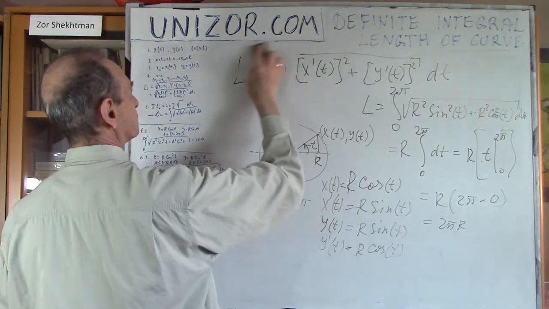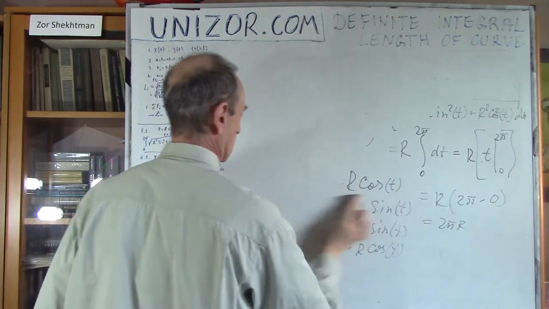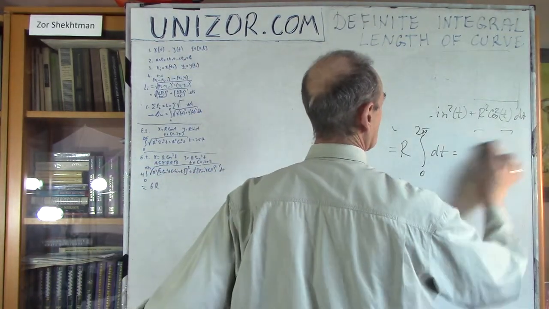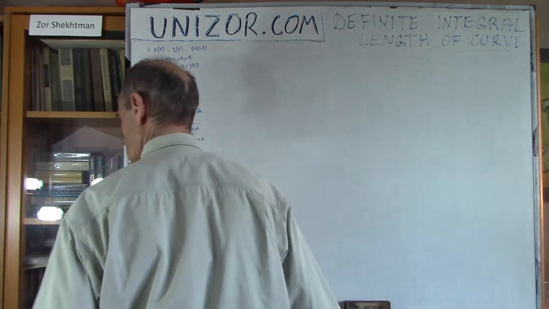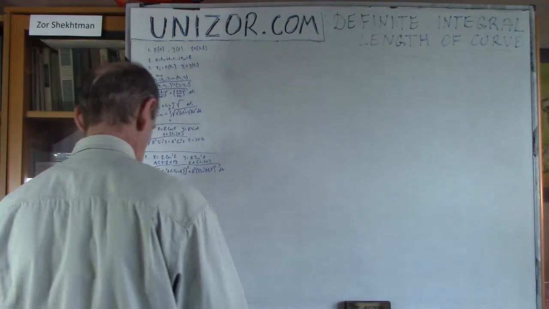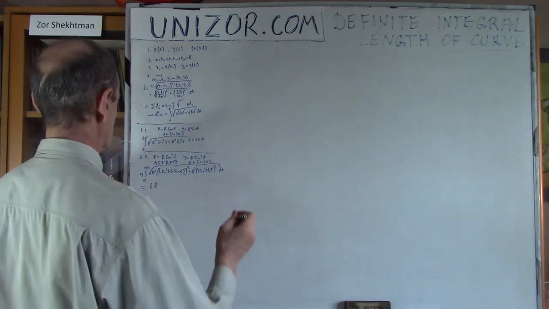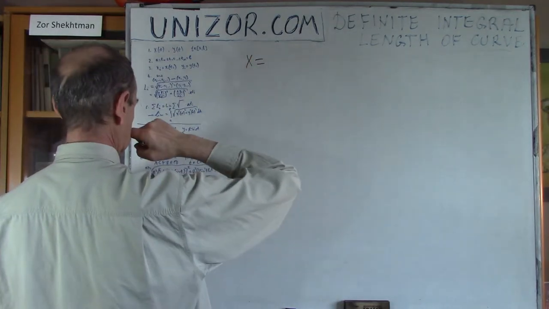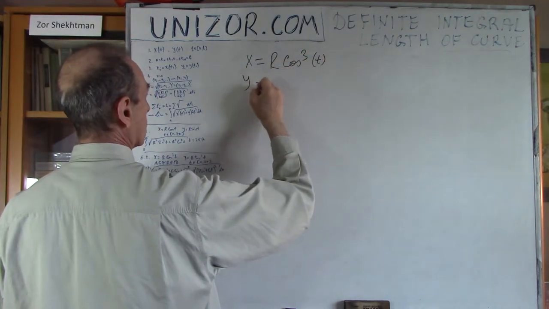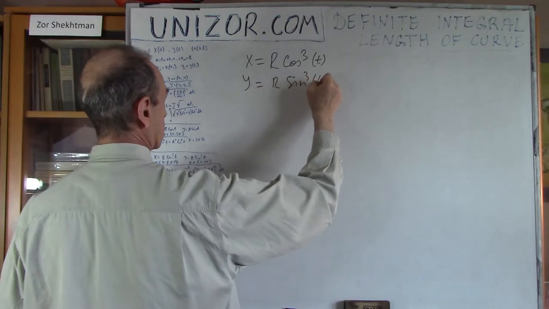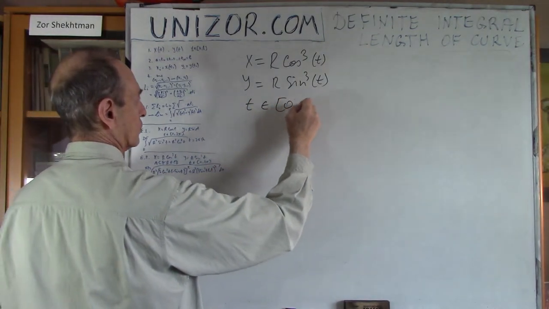Now let's go to another problem, a little bit more interesting and less trivial. My function is x equal to r cosine cube of t and y equal to r sine cube of t, and t is from 0 to 2 pi.